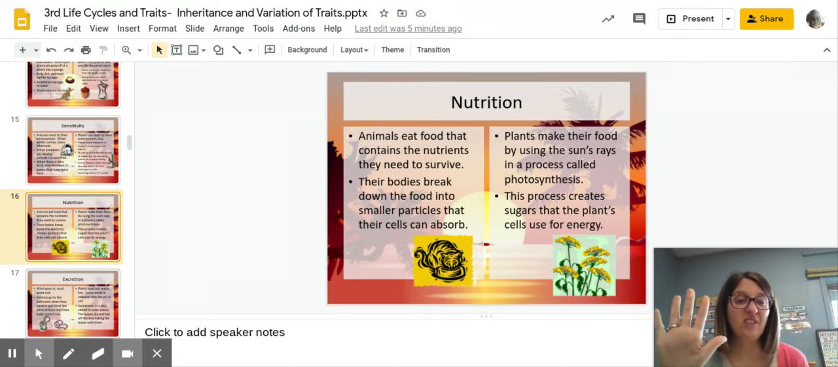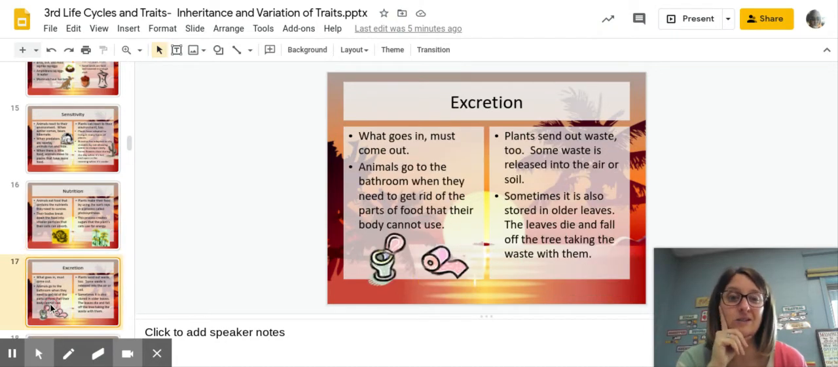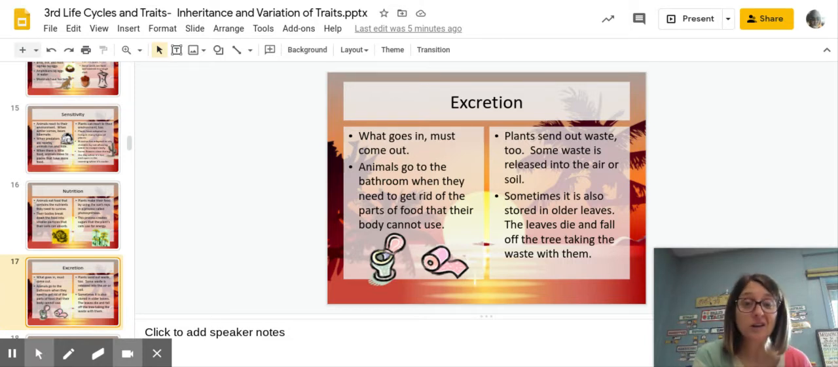And the fifth process that living things do is they need to excrete. And this is the gross one. What goes in has to come out, boys and girls. So animals have to go to the bathroom to get rid of the waste. They have to get rid of the things of their body, the parts of the food that their bodies don't need. Plants, they also have to get rid of waste, but theirs is very different from how an animal does.